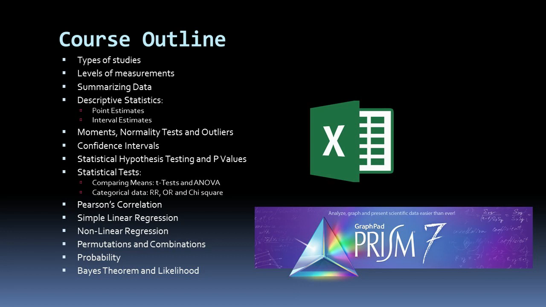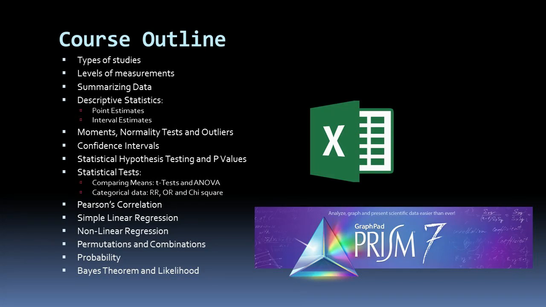This is the course outline. We'll be starting with types of studies, then levels of measurement, and then we'll go to how to summarize the data. Then comes descriptive statistics, two types: point estimates as well as interval estimates. Then we'll be moving on to moments, normality tests, and outliers. Again, this part is something that most Indian universities miss out on, for example the K2 omnibus test for normality. People don't know how to use that kind of test, or how to detect outliers statistically, for example the Grubbs test. So all these tests we'll be thoroughly covering.